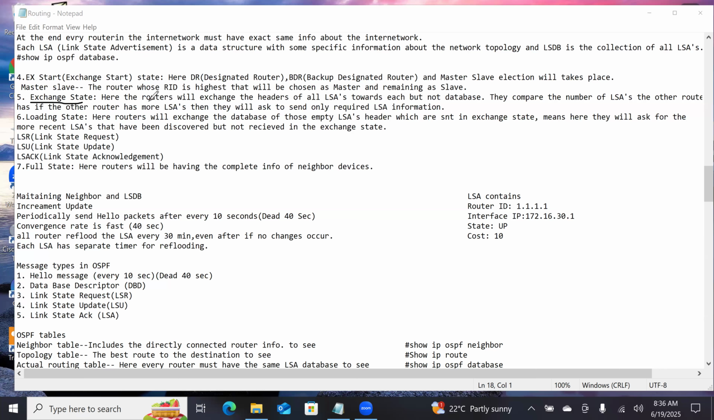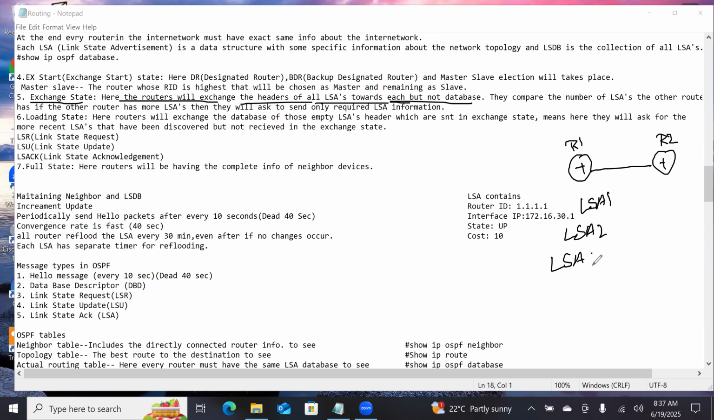Okay, you can see here. The router will exchange the headers of all LSAs toward each other, but not the database. Okay, let's consider we have two routers connected with each other. Router 1 has LSAs like LSA 1, LSA 2, LSA 3, LSA 4. So this has 4 LSA information, and router 2 has LSA 1, 2, 3, 4, 5, 6.